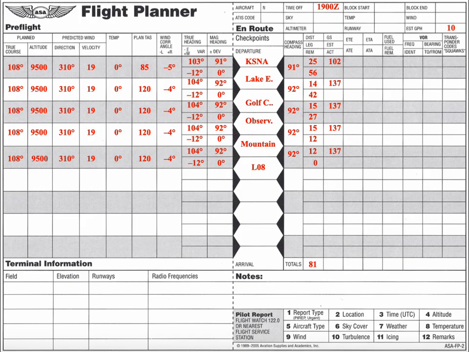We move over to the next columns and fill in the compass heading, distance to the first checkpoint, distance remaining, and ground speed. We then fill in the information for the remaining rows, using our cruising airspeed of 120 knots and wind correction angle of 4 degrees.